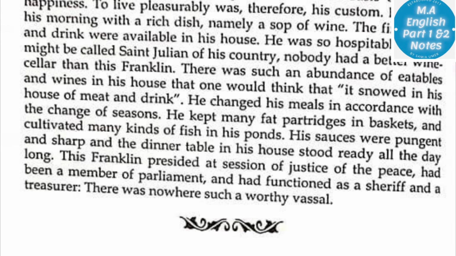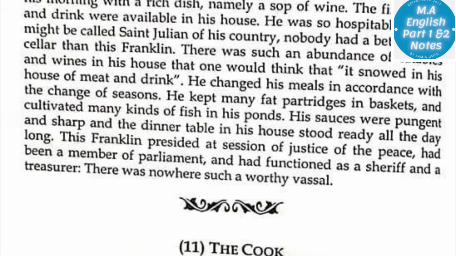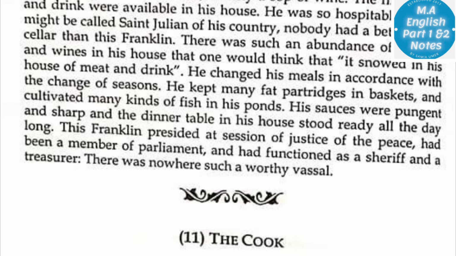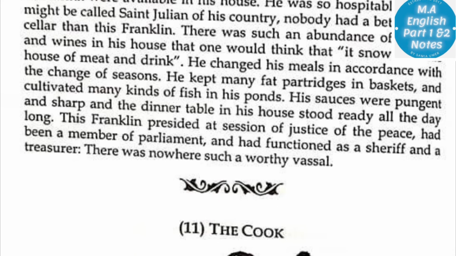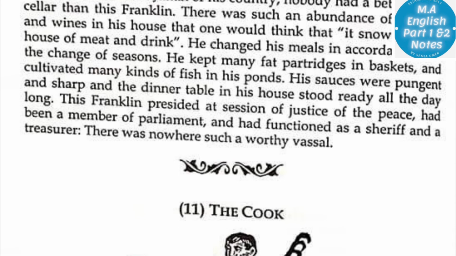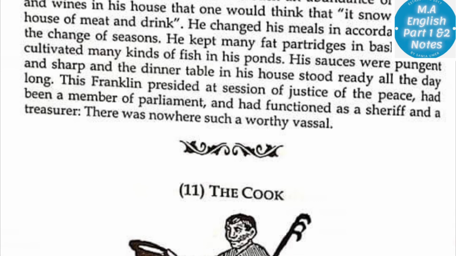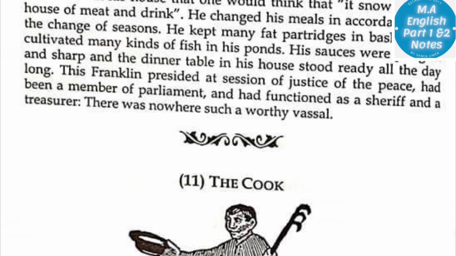He began his morning with a rich dish, namely a sop of wine. The finest food and drink were available in his house. He was so hospitable that he might be called Saint Julian of his country. Nobody had a better wine cellar than this Franklin. There was such an abundance of eatables and wines in his house that one would think that it snowed in his house of meat and drink.